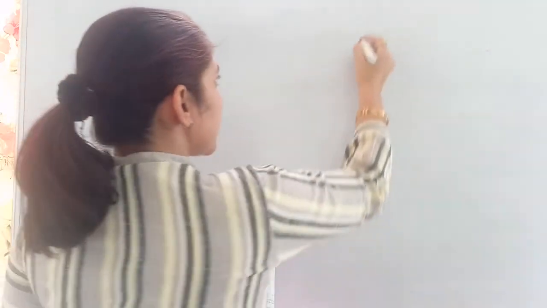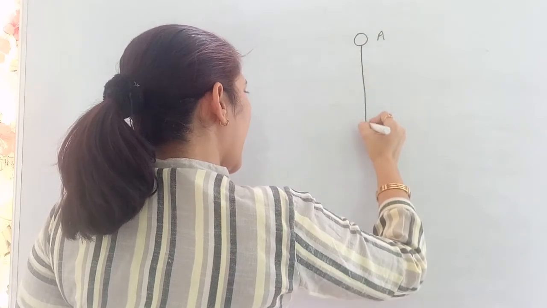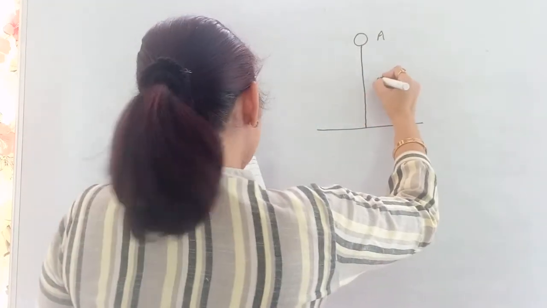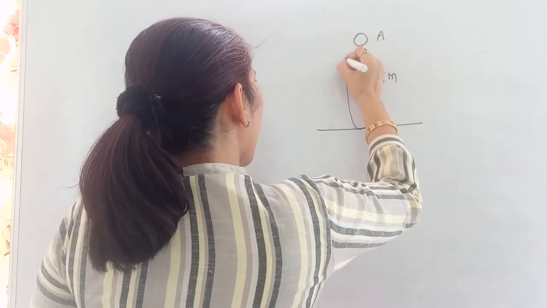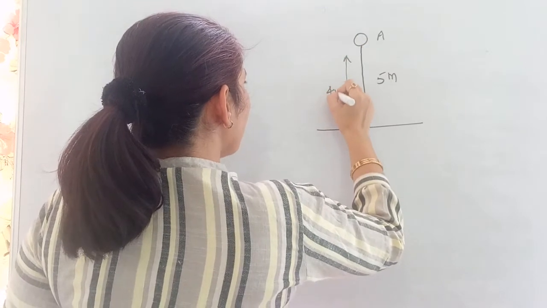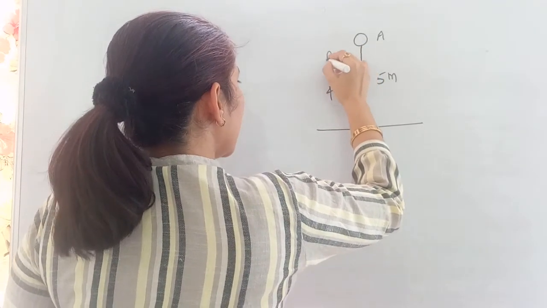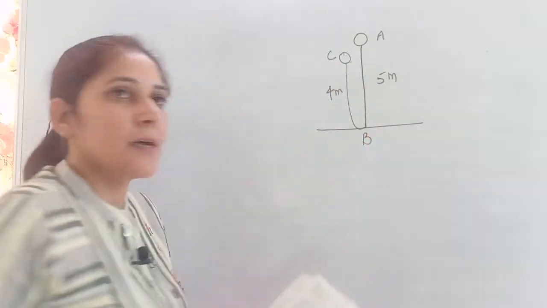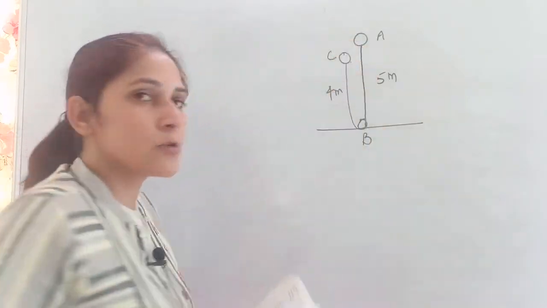A ball of mass 10 gram falls from a height. Suppose this is the ball, it is at position A. It falls from a height and strikes the ground. This height is 5 meters. After striking here, it rebounds and goes to a height of 4 meter. This is the final position of the ball. Say this is C, and this can be considered as B. The ball comes over here, strikes here, and then rebounds and goes over there.